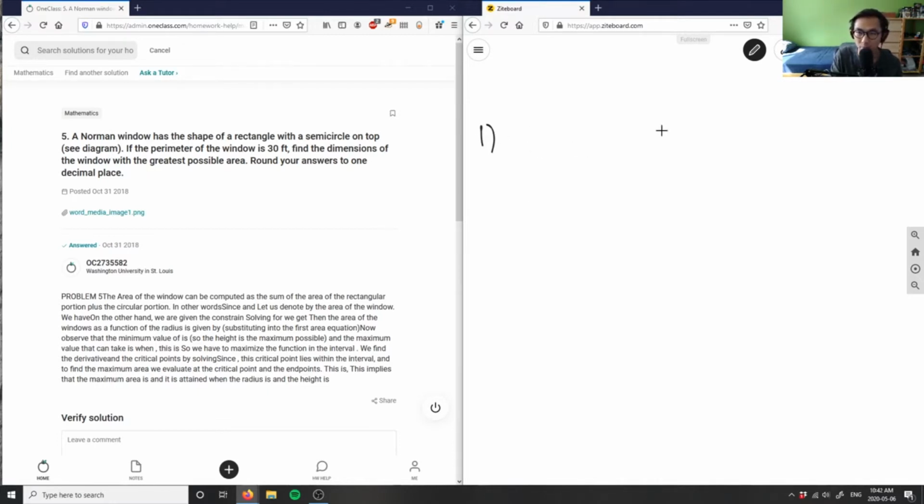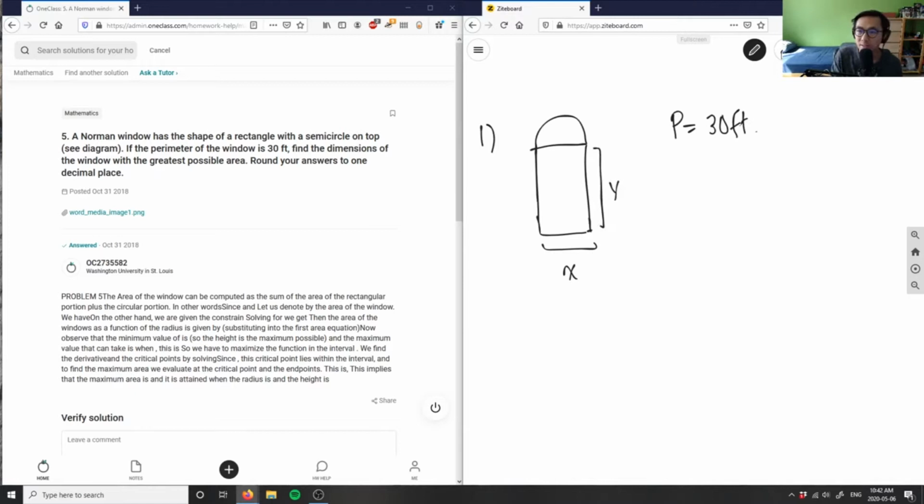So if we have a Norman window here, a Norman window has a shape of a rectangle. There's a rectangle here with a semicircle on top. And the perimeter P equals 30 feet. It says find the dimensions of the window with the greatest possible area. So I'm going to assume that this here is my X value. This here is my Y value.